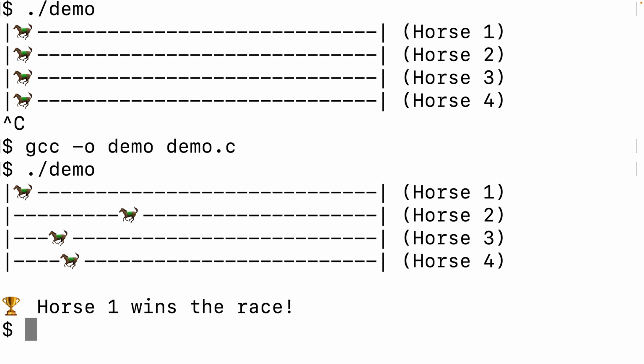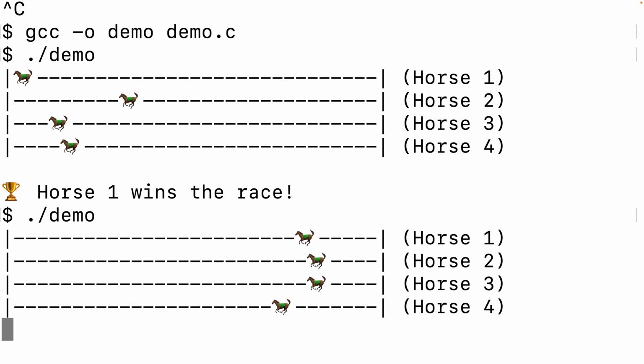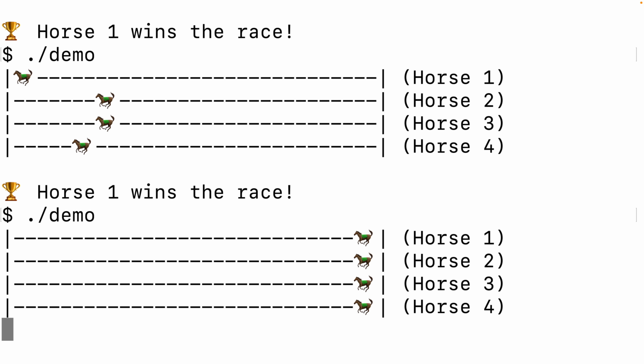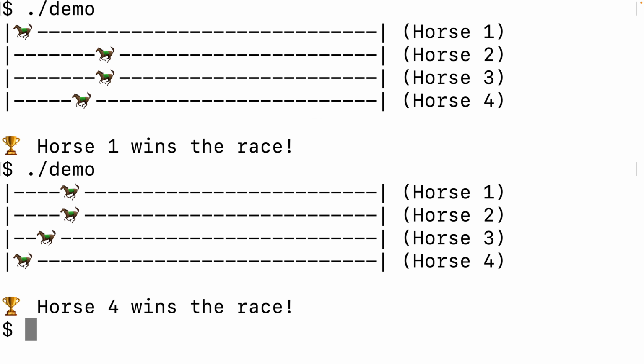It's a close race, but horse 1 wins. Let's try it again. Again, we got horse 1. We'll try it one more time. Oh, come on, 4. Horse 4 wins.